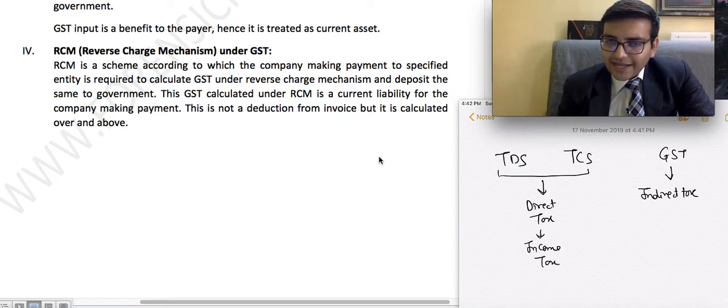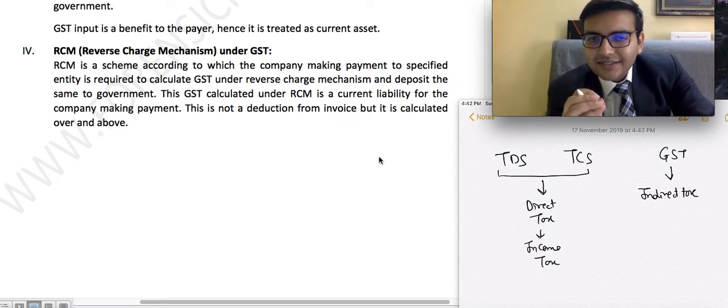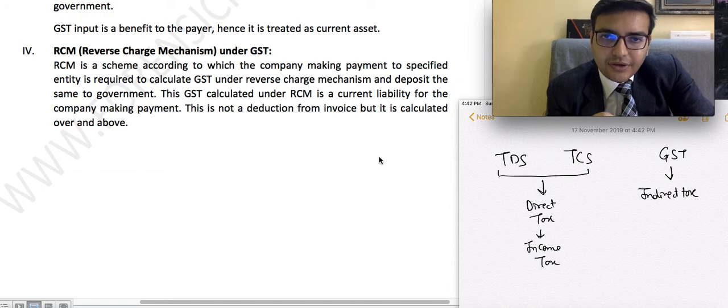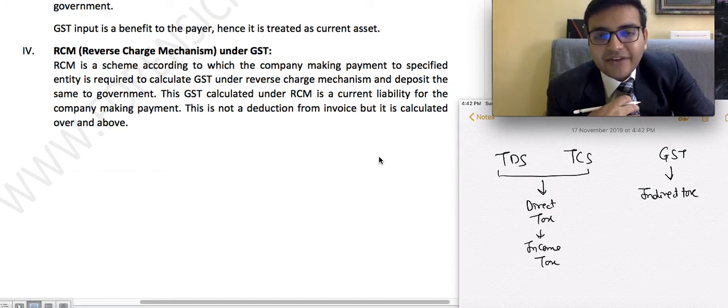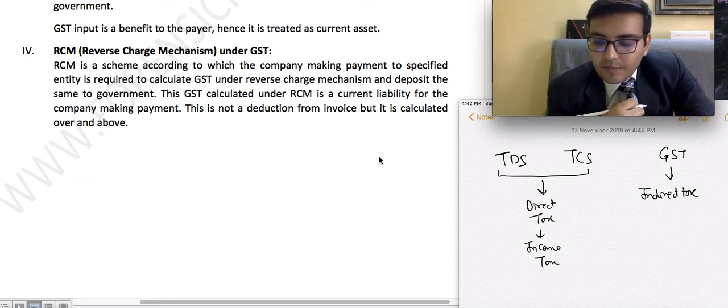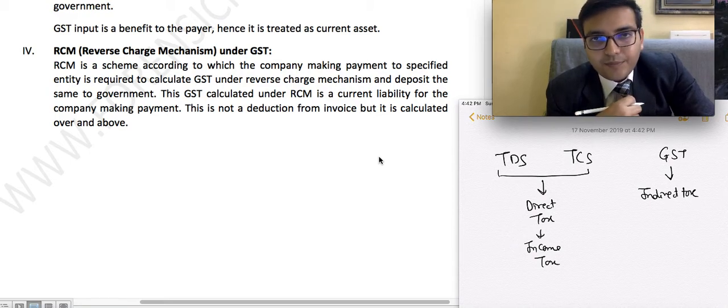Now what is direct tax? A direct tax is a tax paid by the same person on whom it is applicable. Like income tax, it is my responsibility to pay it to the government on my income, and it is also levied upon me directly. Now TDS on my income will be deducted by my company and paid to the government, so it directly impacts me.